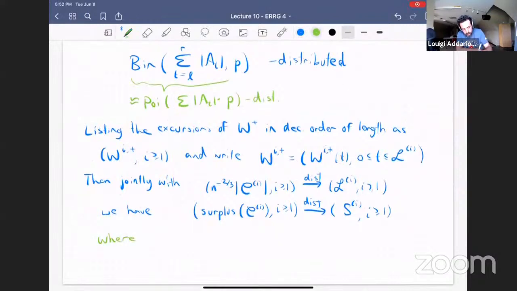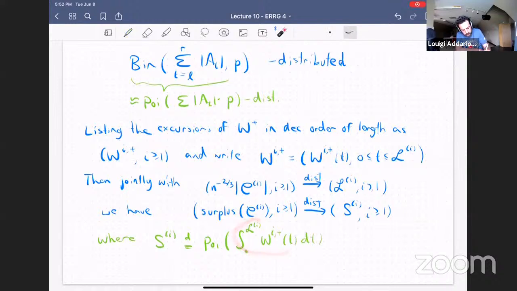Remember, in the discrete case, this was this discrete area, and in the continuous case, we exactly get a continuous area. So Si is Poisson distributed with parameter the integral from 0 to Li of Wi plus t dt. So it's the area, it's Poisson with mean the area under the excursion.